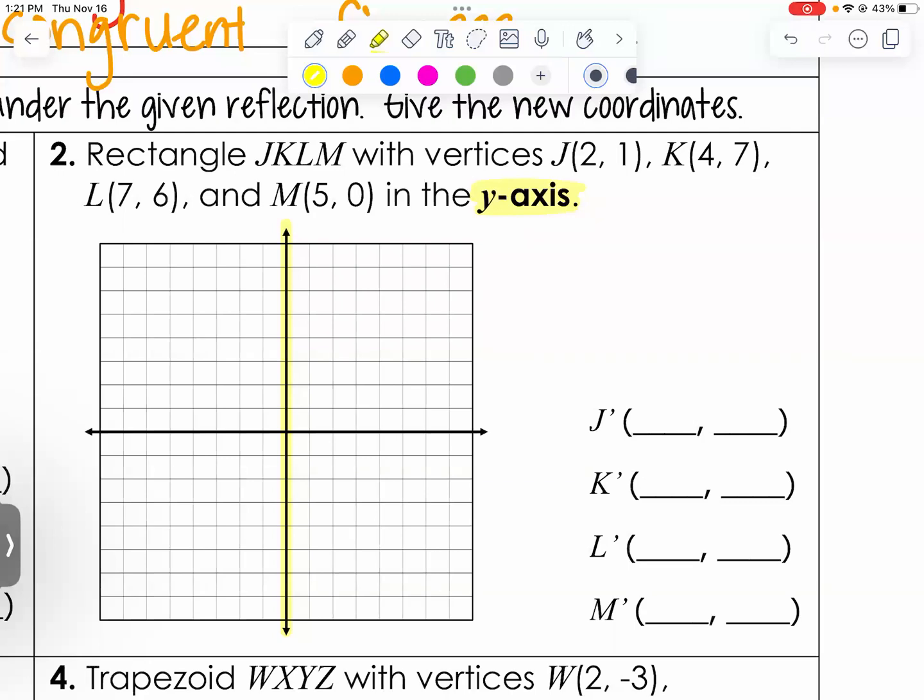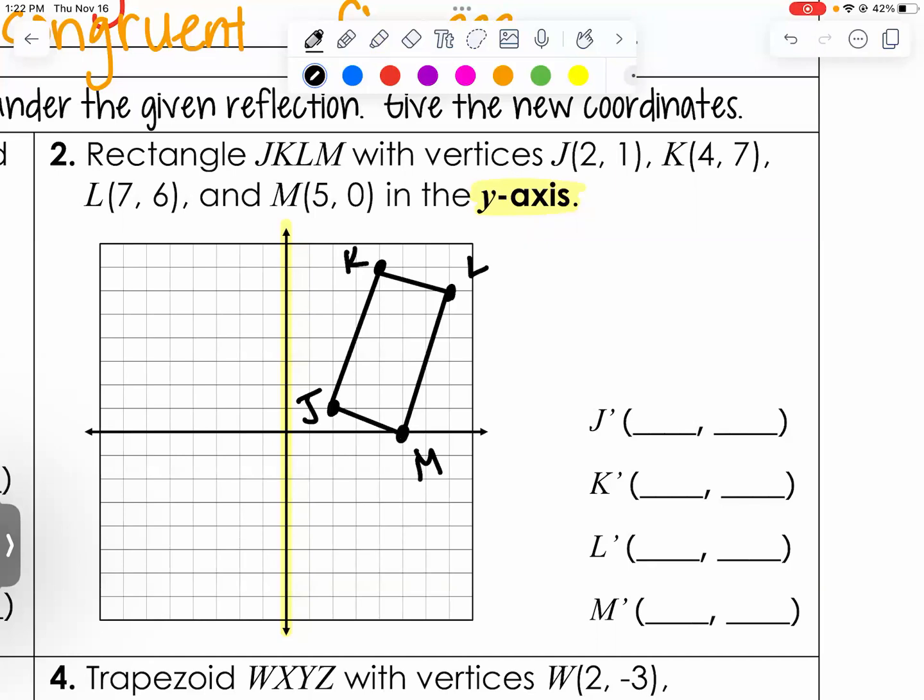Okay, so, oh no, my rectangle isn't here, is it? That's okay. 2, 1, 4, 7, 7, 6, and 5, 0. Okay, so here is our rectangle. Now, what I want you to do is just imagine this rectangle flipping over the y-axis. Where is it going to end up? Which quadrant?